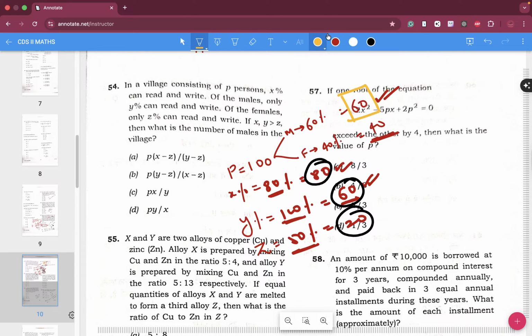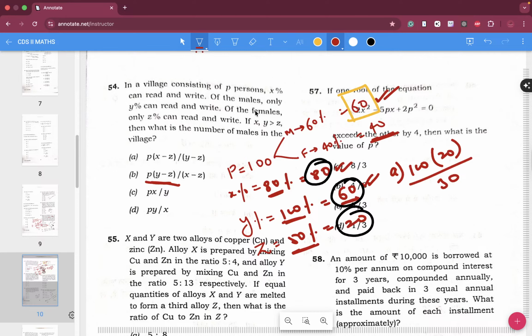And let's check option A over here, which says P is 100 into X minus Z. X is how much? 100. X minus Z will give you a negative number. So let's work out with this: Y minus Z is 20, divided by X minus Z. X minus Z is 30. This number is also not working out.